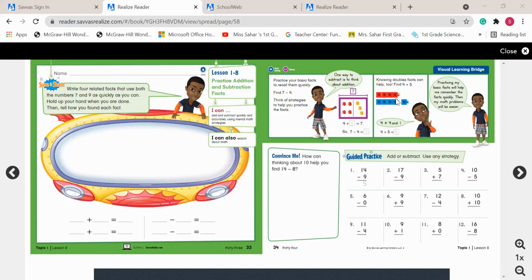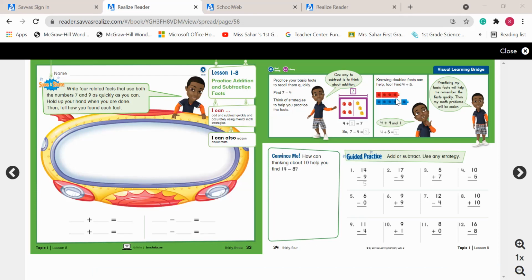Hello, second graders. Welcome to a new math lesson. We are still on topic 1. Today's lesson, lesson 8. So please look at your book, page 33. Practice addition and subtraction facts. So today we're not learning anything new. We're just going to recall, remember, reuse the information that we learned.